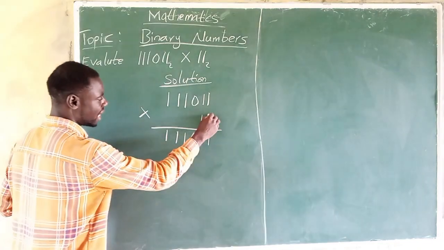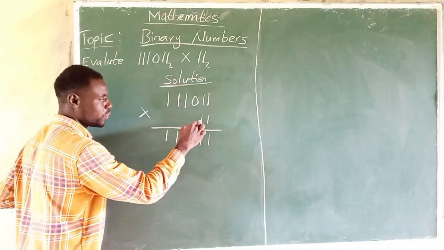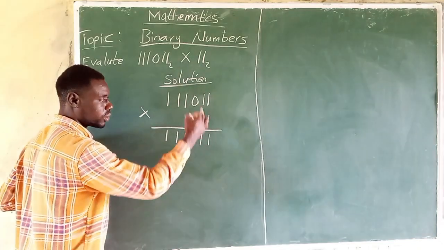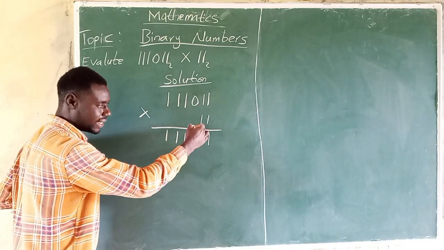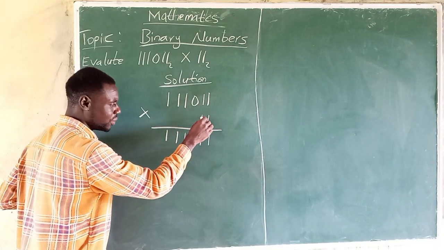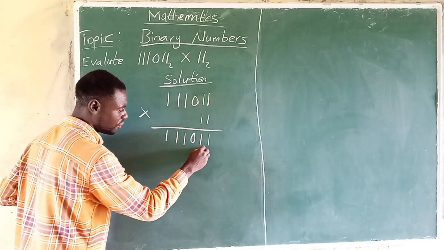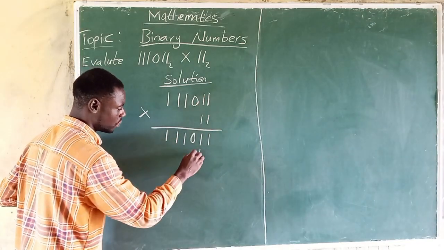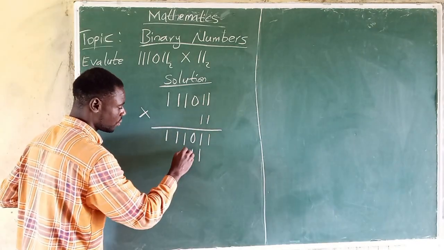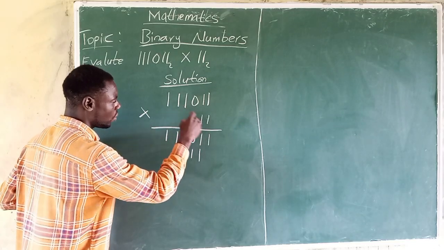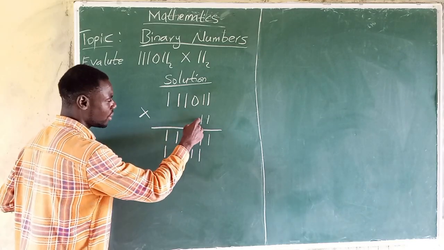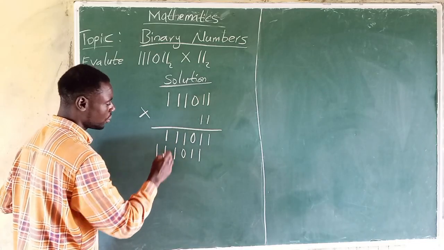Now you use this other value to multiply everything again, but before you start, start from under where this one starts. What I mean is, 1 times 1 gives you 1. 1 times 1 gives you 1. 1 times 0 gives you 0. 1 times 1 gives you 1. 1 times 1 gives you 1. 1 times 1 gives you 1.